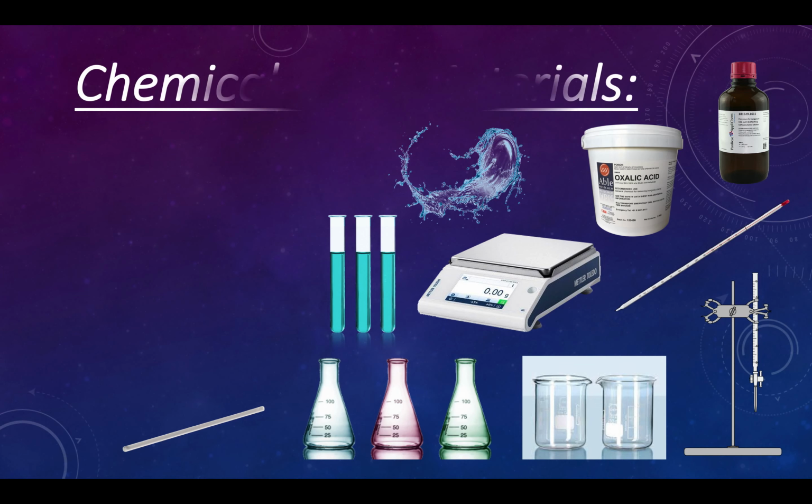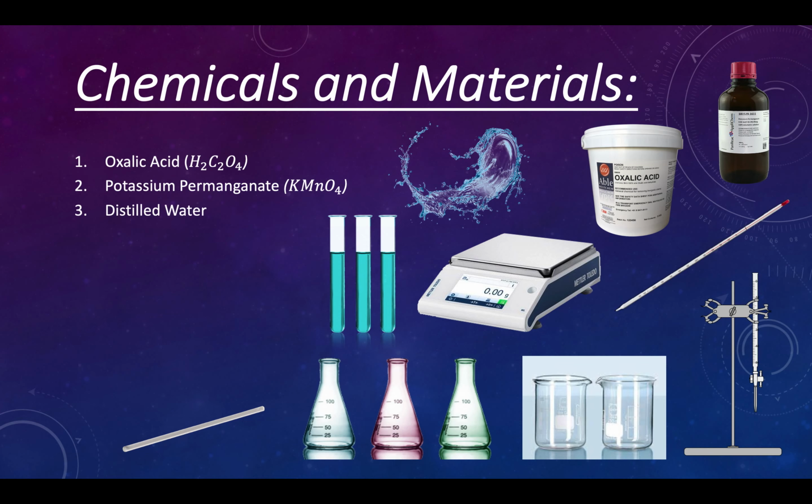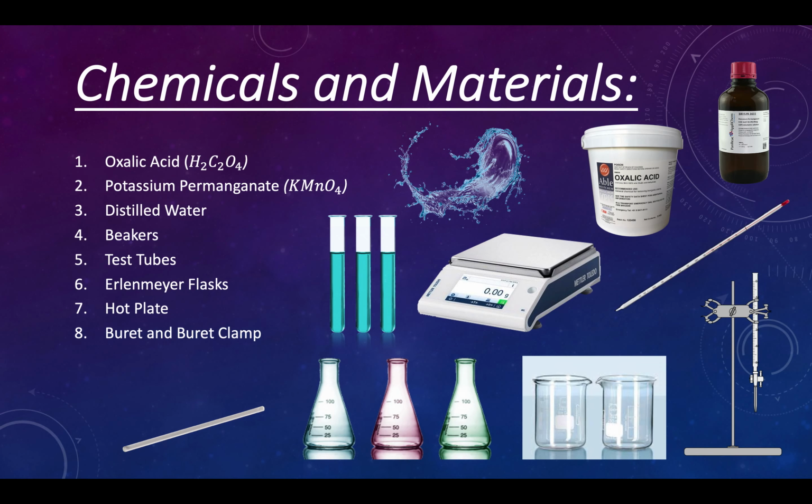For the materials and chemicals that we're going to be using today, we have oxalic acid, potassium permanganate, distilled water, beakers, test tubes, Erlenmeyer flasks, a hot plate, a burette and burette clamp, a thermometer, and our glass stirring rod.